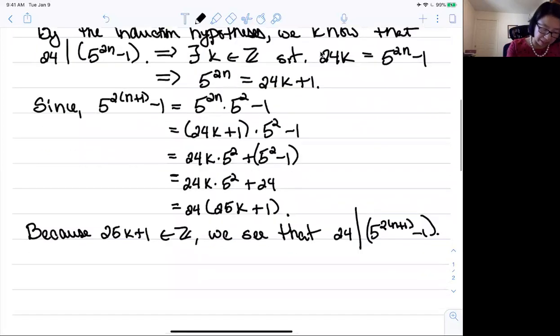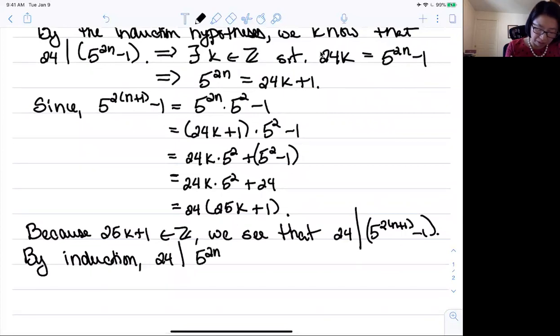And then we can say that by induction, 24 divides 5 to the 2n minus 1 for every n greater than or equal to 1. And that's the end of the proof.